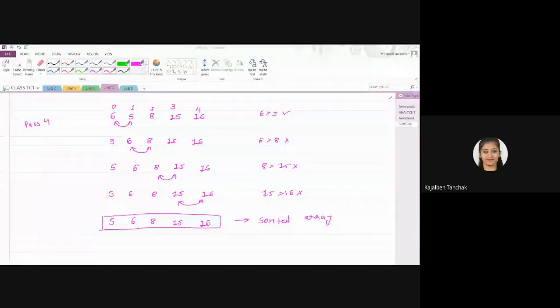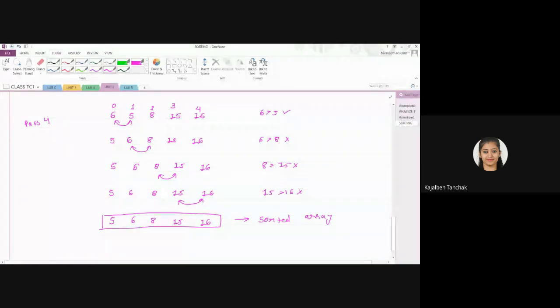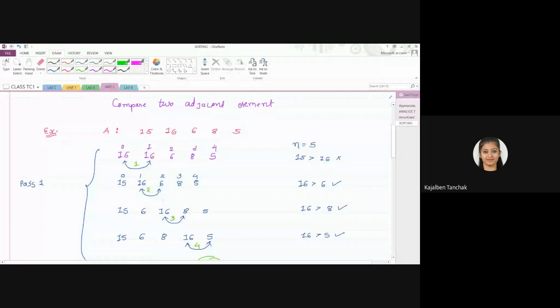Okay, fine. So now tell me the number of passes we require in this. How many passes we have required to sort the complete array? You can see here how many passes we required to sort this entire array.